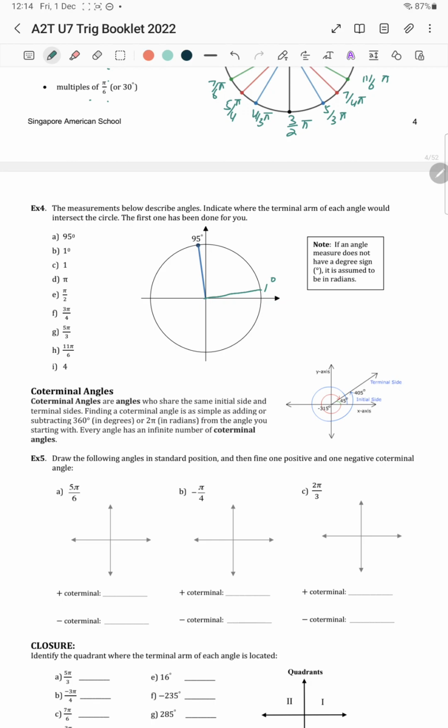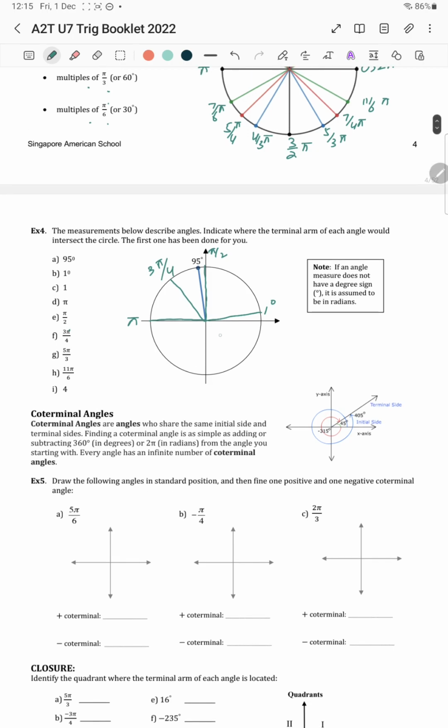Pi. Pi will come over here. Pi by 2. Or in 3 pi by 2. 3 pi by 4, sorry. 5 pi by 3. 11 pi by 6.